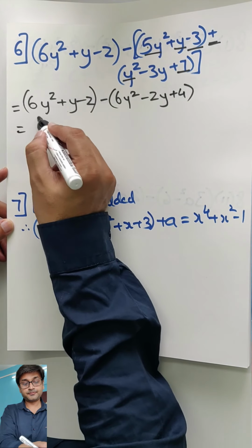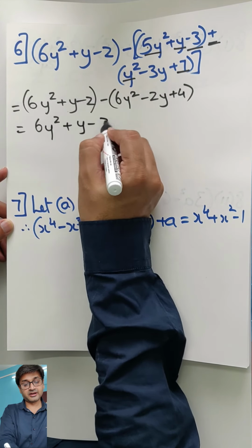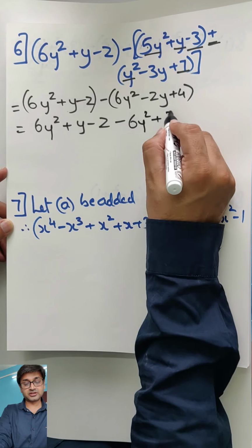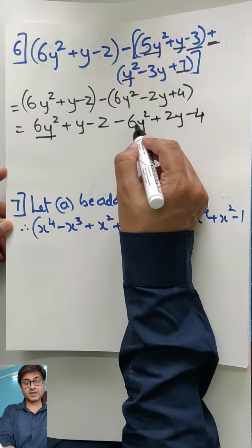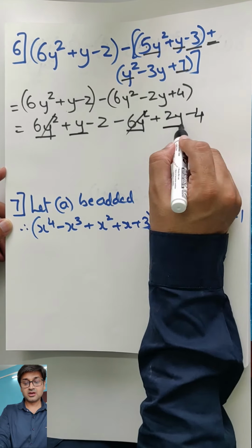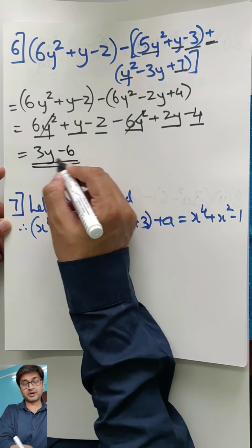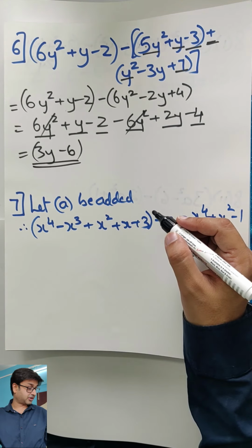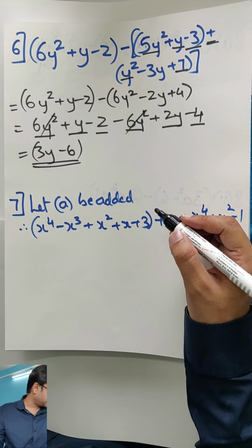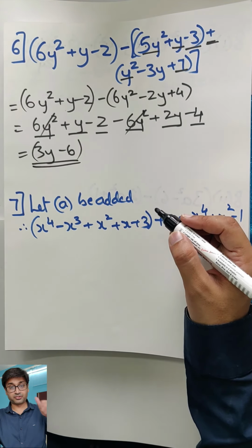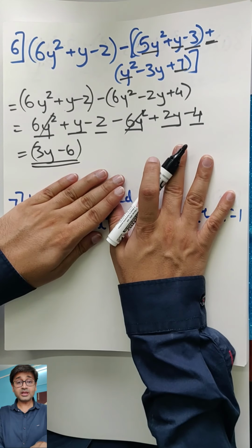So now open this. 6y square y minus 2 minus 6y square plus 2y minus 4. Plus 6 minus 6 cancels. Y plus 2y becomes 3y. Minus 2 minus 4 becomes minus 6. How many hands go up? Same answer. So let me just check if my answer is correct for sum number 6. It's perfect. Great job.